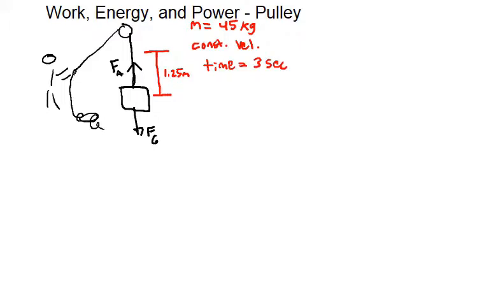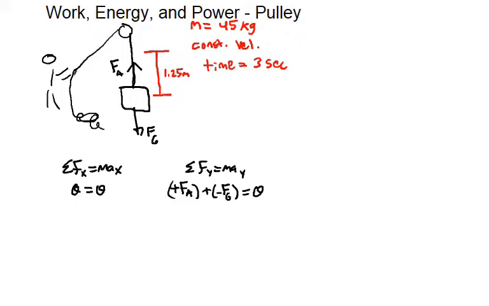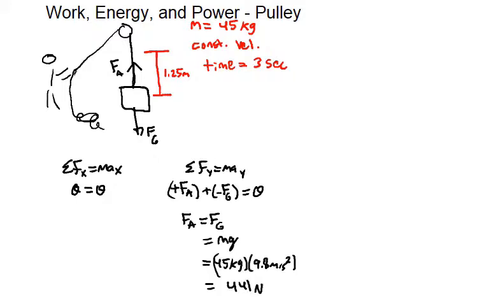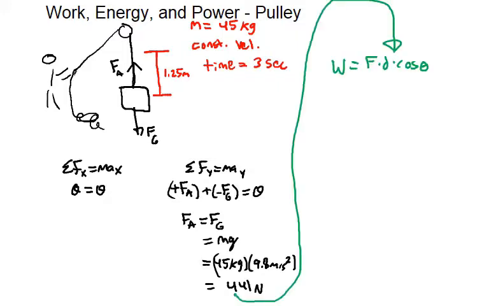Okay, so we have our force applied going up, force of gravity going down, going at a constant velocity. So no forces in the x, but in the y, positive force applied plus the negative force of gravity equals 0. We add them up, so the force applied is equal to the force of gravity. We get 441 newtons is the force applied going up.